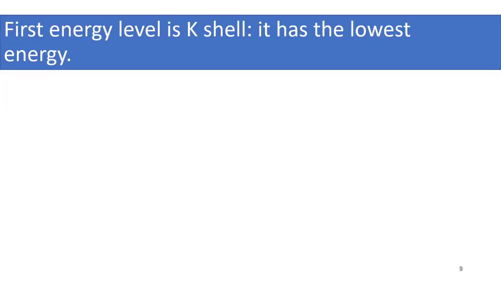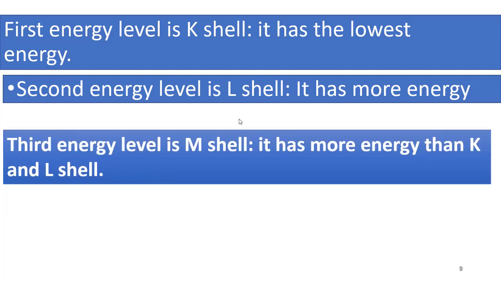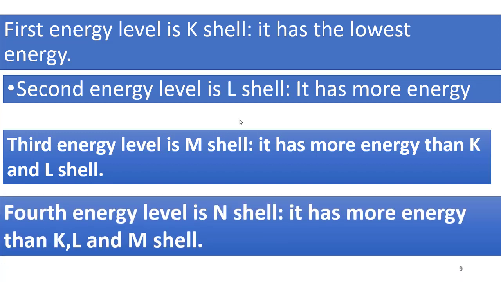So the first energy level is K shell and it has the lowest energy. Second energy level, L shell. It has more energy. Third energy level is M shell. It has more energy than K and L shell. And the fourth energy level is N shell and it has more energy than K, L and M shell.